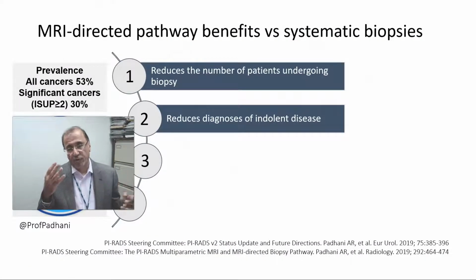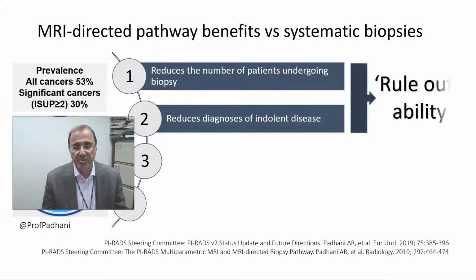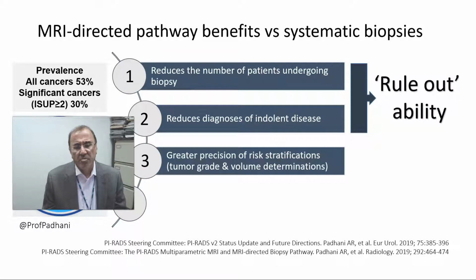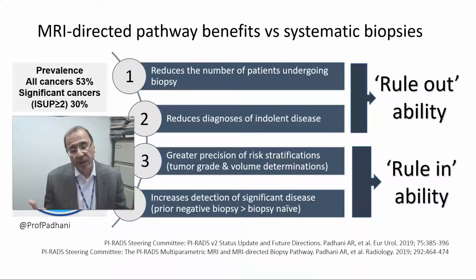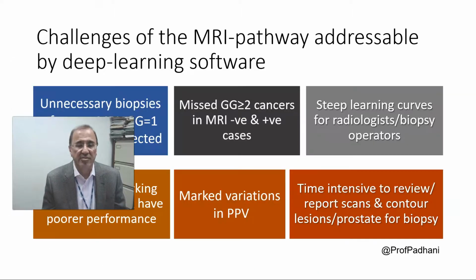Now we know that there are 4 benefits of the MRI pathway compared to the systematic biopsy pathway. 1, it reduces the number of patients undergoing a biopsy, and number 2, it reduces the diagnosis of indolent cancers, and this speaks to the negative predictive value or the rule out ability of MRI. But in some patients there is also an improved precision of risk stratification and an increased detection of clinically significant cancers, and this speaks to the rule in ability of MRI or its positive predictive value.